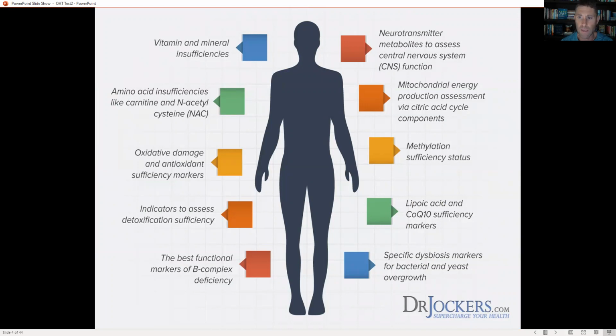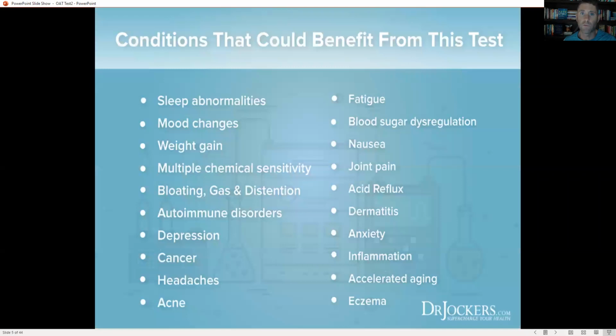And then when we're looking at these findings, we're looking at certain vitamin and mineral sufficiencies or insufficiencies. We're looking at glutathione levels. We're looking at carnitine, which is a really critical compound that helps bring fatty acids into the mitochondria to be used for energy. We're looking at B vitamins. We're looking at mitochondrial function, neurotransmitters. We're looking at markers for dysbiosis or bad bacterial balance, yeast, mold. So all of those types of things.